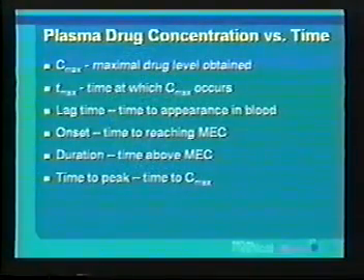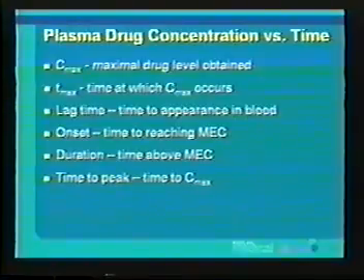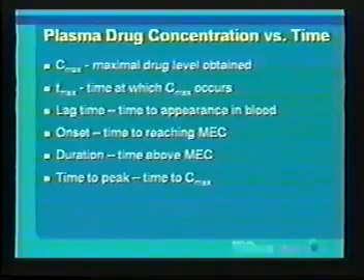Now, there's nothing very fancy about it, but I thought you might like to see it also in a tabular form. So Cmax is the maximal drug level obtained. Tmax is the time taken to achieve the Cmax. The lag time, as we said, is the time to the first appearance of the drug in the blood plasma. The onset is the time it takes to reach the minimal effective concentration. The duration is the time that it's above the minimal effective concentration, and the time to peak represents the time to the maximum plasma level of the drug. So this is just, if you like, the verbal representation of what you saw in the prior figure.